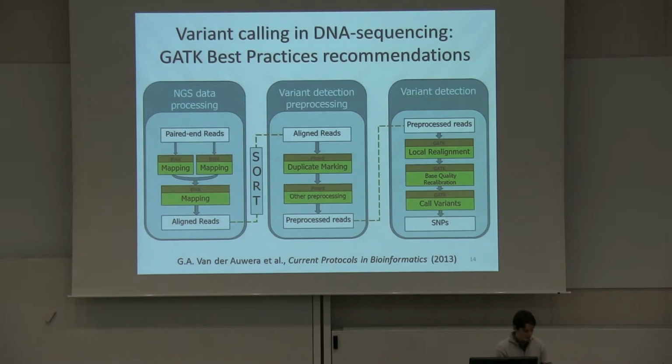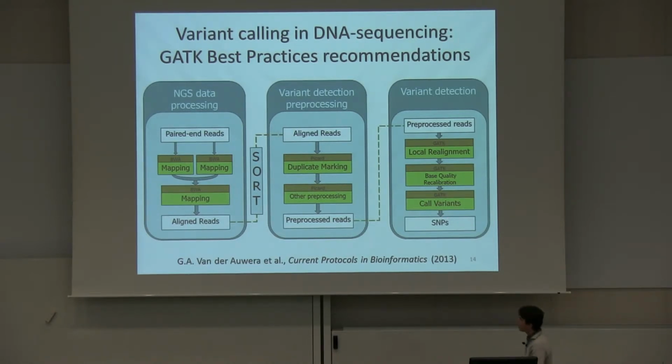GATK has recently, 2 years ago, well, Geraldine van der Auwera from the Broad, at least, has written a paper in Current Protocols in Bioinformatics describing a recipe, the best practices recommendations for how this computational step should be done. Basically, what you get as an input is your paired end reads. These are aligned using BWA. You get your aligned reads. They get sorted. Your sorted aligned reads need to be further pre-processed. You need duplicate marking, other pre-processing steps, then a number of GATK steps like local realignment, BQSR, and then finally variant calling.